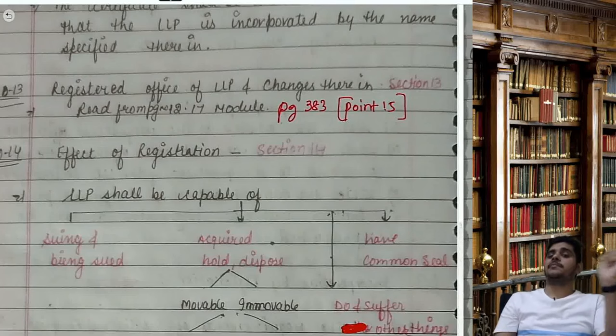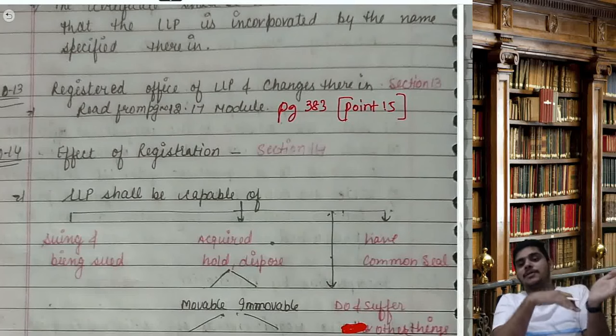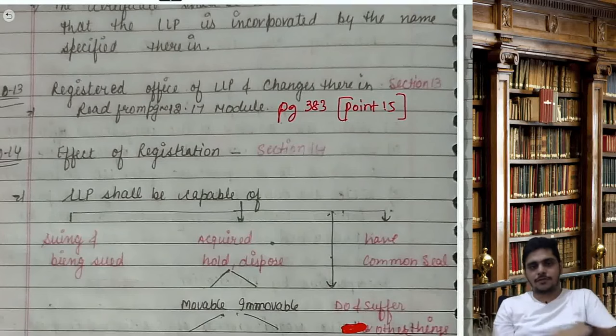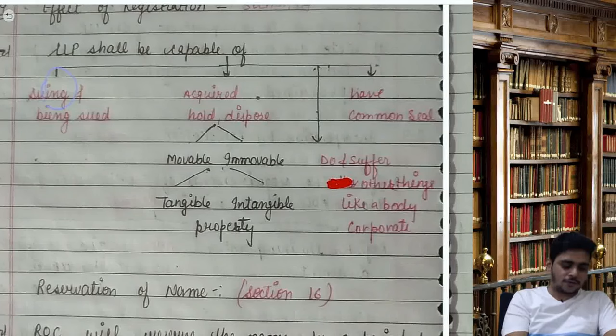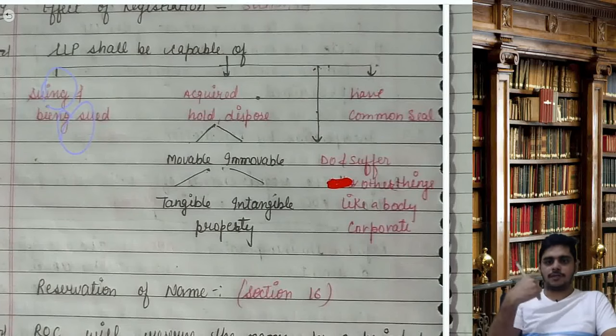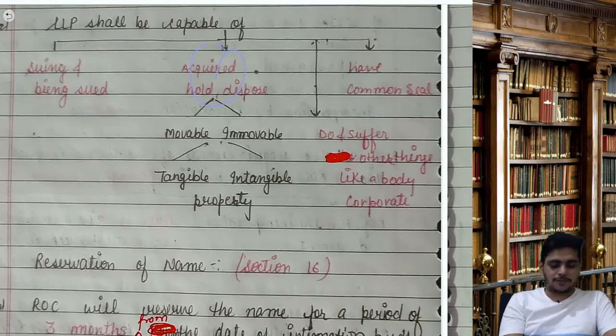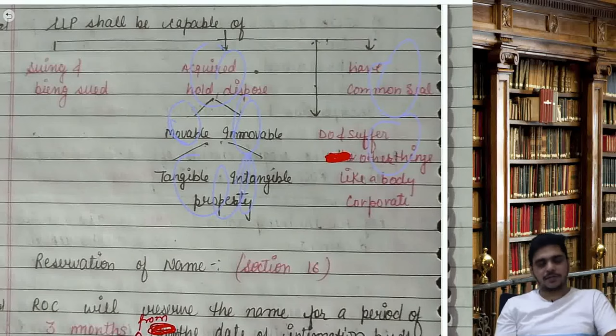Like in the companies, we had shifting from one office to another, like Mumbai to Calcutta. Now, what is the effect of registration? LLP shall be capable of suing and being sued. You can sue, and someone else can sue you. They can acquire, hold and dispose of both movable and immovable property, both tangible and intangible property. Have a common seal, and do and suffer other things like a body corporate, because it's a feature of a body corporate only.